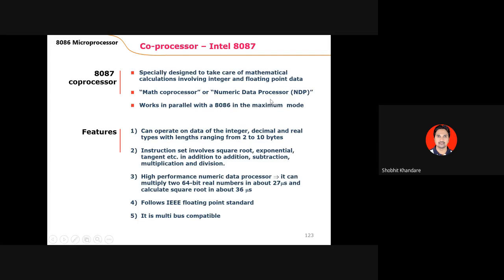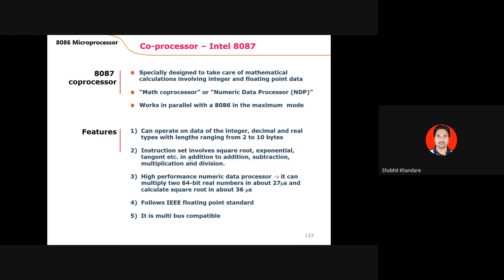And one more important thing: when you are using this 8086 in maximum mode, only that time it will work along with 8087. In minimum mode, your 8086 will not work with it. So that is the meaning of working in parallel with 8086 in maximum mode. You have to bring your 8086 in maximum mode first. Yes, this is important.